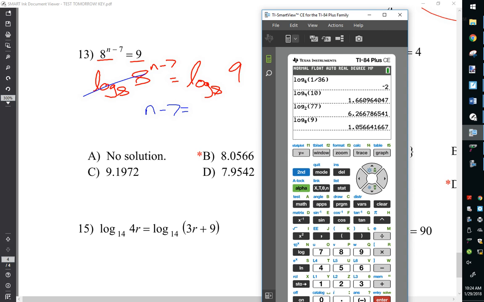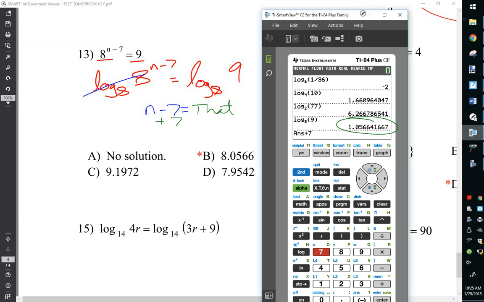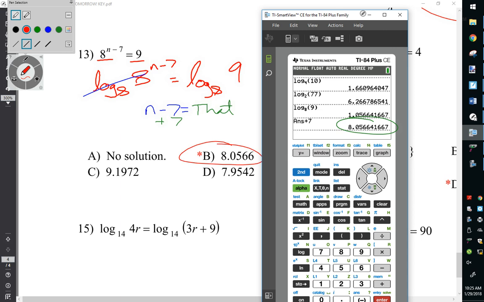I want to get rid of that negative 7, so to get rid of that negative 7, I'm going to add 7, because it's equal to that number right there, but I don't want that number. I want to add 7 to that in order to get n by itself. So I hit plus 7, hit enter, 8.056. That's my right answer there, letter B.